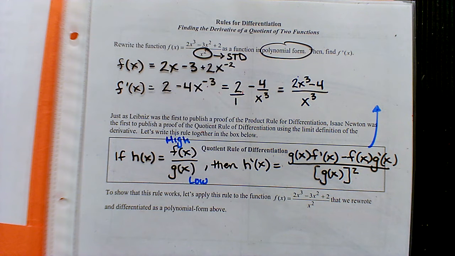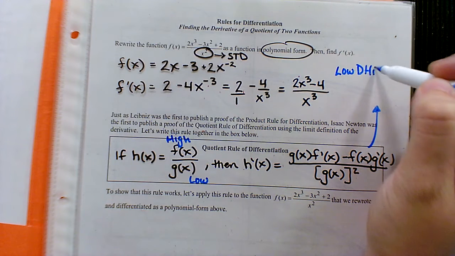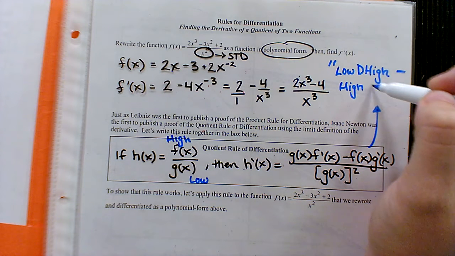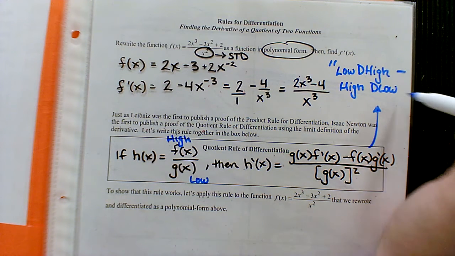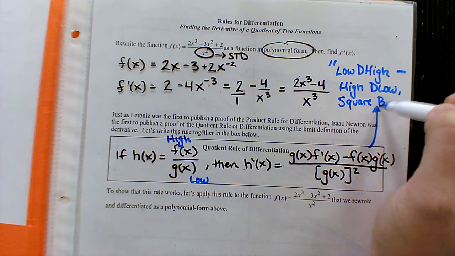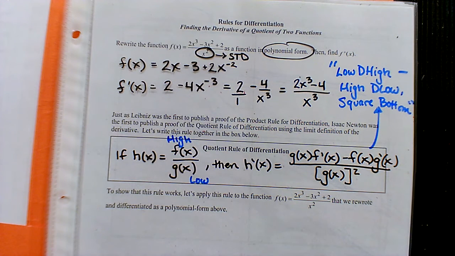So my phrase you're going to hear me say all the time: low d high minus high d low, square the bottom, and away we go. Little rhyme. Okay? So we'll write that at the top. Low d high minus high d low, square bottom, and away we go.